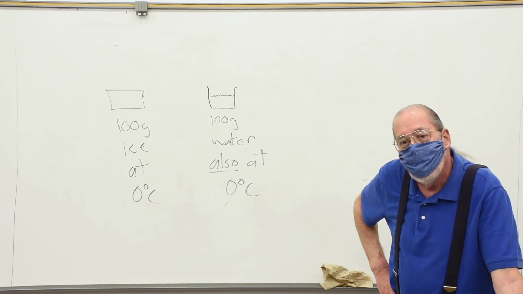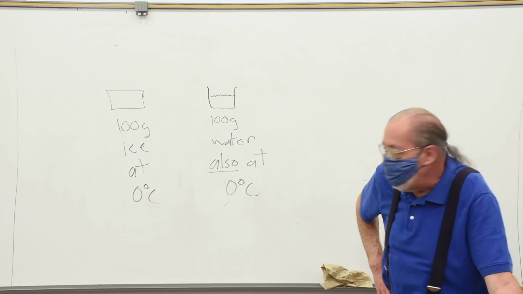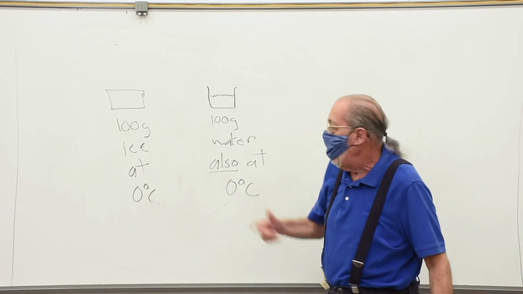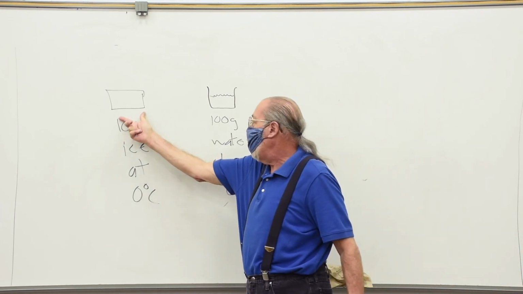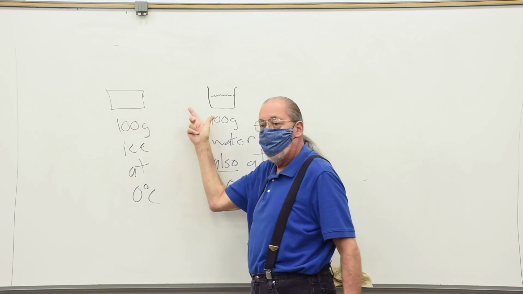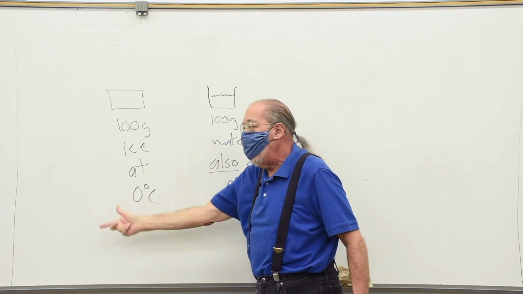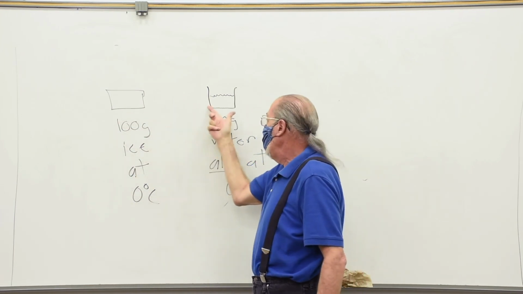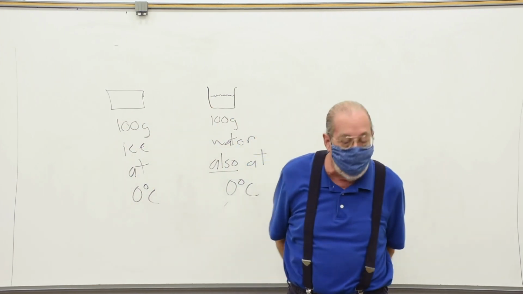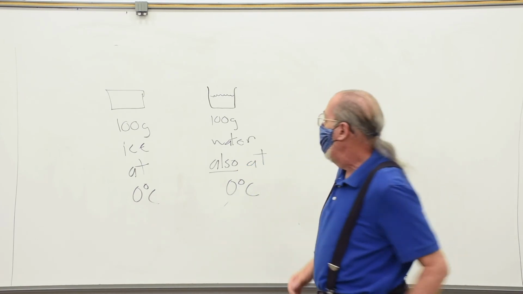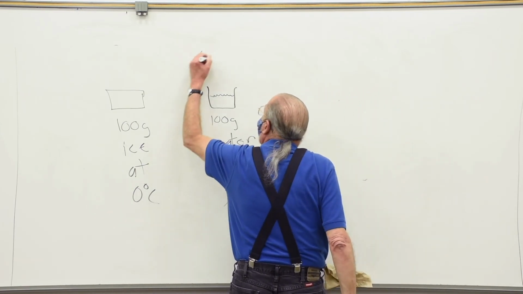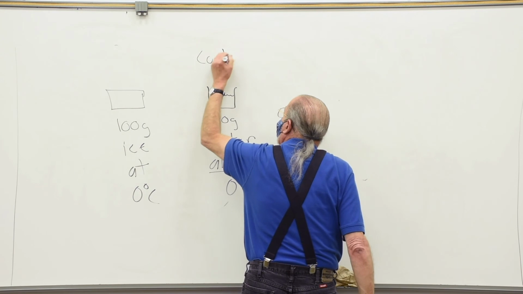Aiden? The water has more heat. The water has more heat, because think about it. What must you do to the ice to turn it into water? It's already at the melting point. You must add the latent heat of fusion to get it to turn into the water. So this contains more heat, a lot more.